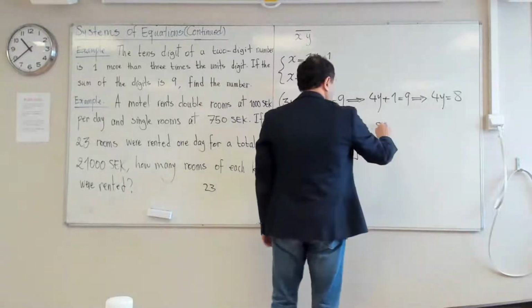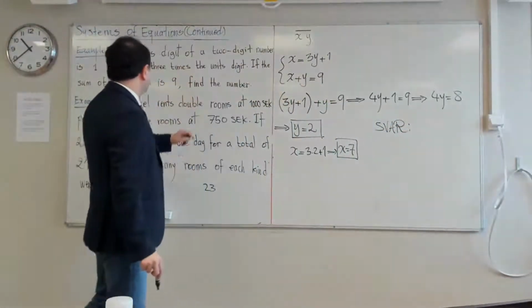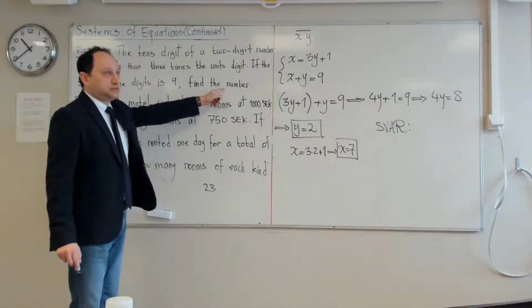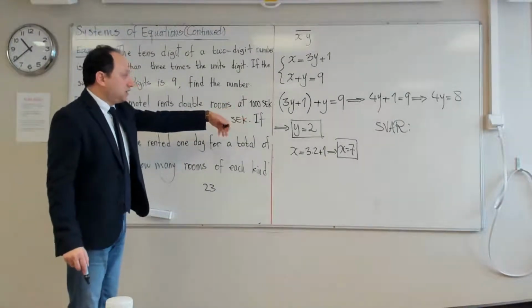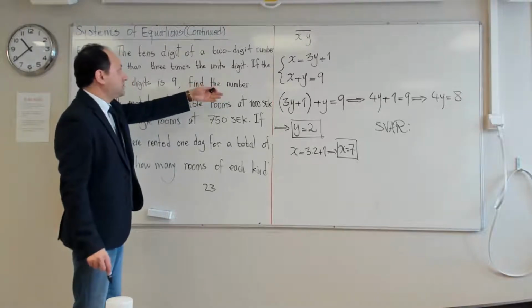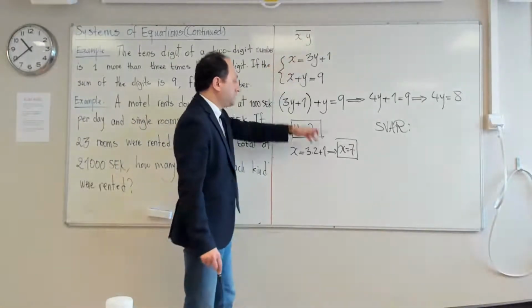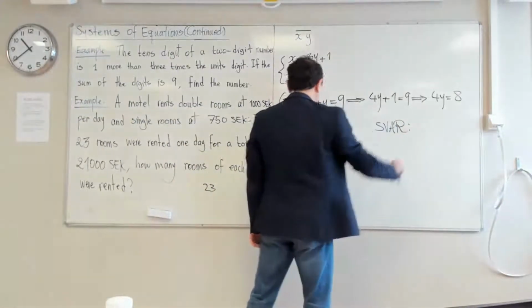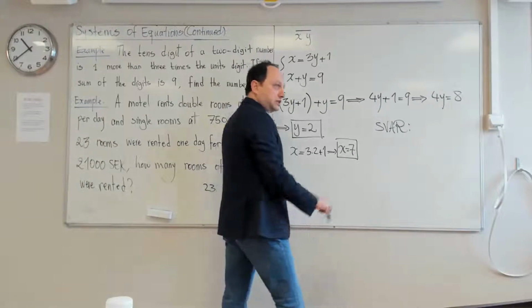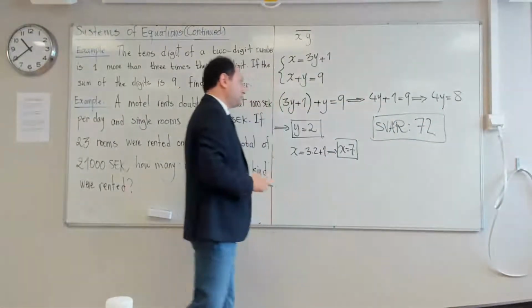But what do you need to write for the answer this time? What is wanted in the problem? Find a number. So x and y are not what is demanded. We don't even know what x and y are in the problem. We just put the names x and y for those digits. So what should I write as the answer? 72. This is what you have to provide as the answer to this problem.